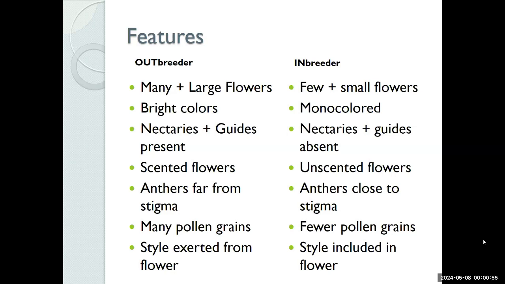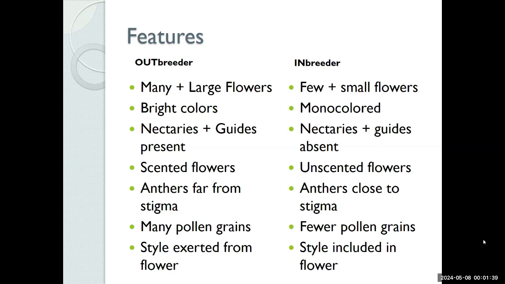Be aware of these different features and how they might help a plant breed with itself or encourage a pollination event. If you were an outbreeder, you are trying to be flashy. You are trying to catch the attention of your pollinator of choice, which means you need many large, brightly colored flowers to basically act as neon flashing signs to get noticed. Those flowers should be scented and have nectaries to entice the animal in. And you would want to have the male parts very far from the female parts to discourage your own self-pollination.